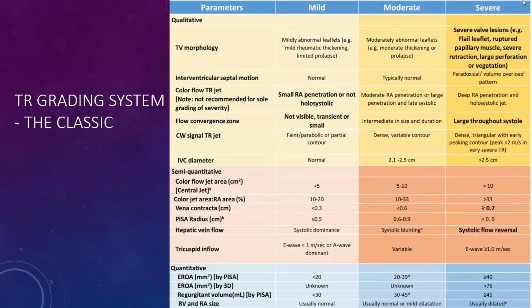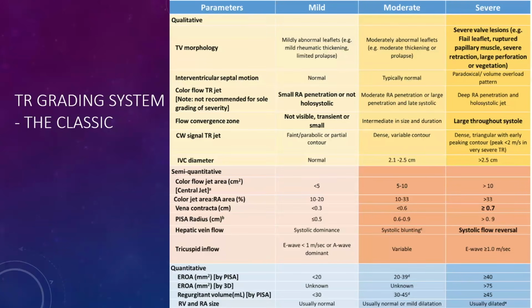So in terms of severe, looking at the tricuspid valve morphology, kind of like on the mitral side, if you have a flail leaflet, ruptured papillary muscle, large perforation or vegetation, those are more in keeping with the severe realm. Also, if you see the flow convergence, like on the last case that we looked at, which was large and going through throughout systole, and also that to-and-fro kind of flow, we see that as very severe and almost laminar flow.